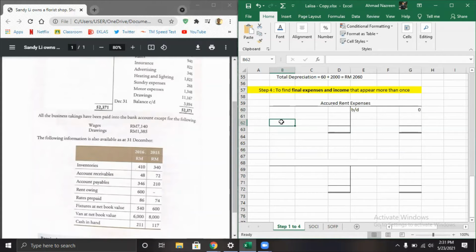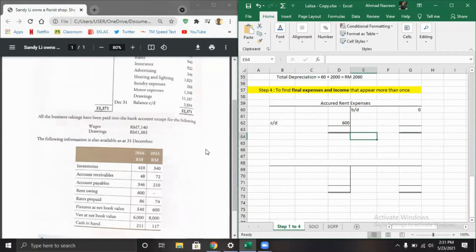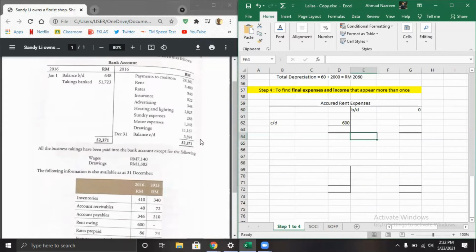It is a liability. We increase our liability. That's why we put it on the credit side. Then we shall write the balance carried down totaling 600 ringgit for 2016 on the debit side. For this question, we look at the bank account. Here we have rent totaling 3,400. So the transaction would be debit accrued rent and then credit rent, both totaling 3,400.